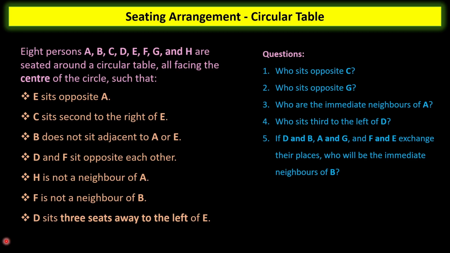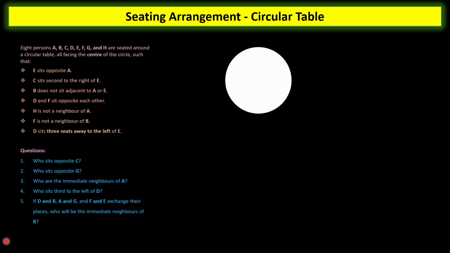The question says that there are 8 persons denoted as A, B, C, D up to H, and they are seated on a circular table and they are facing towards the center of the circle. So first of all, draw the circle and some lines to properly identify who is sitting opposite to which person. And first of all, see the first clue which says that E is sitting opposite to A.